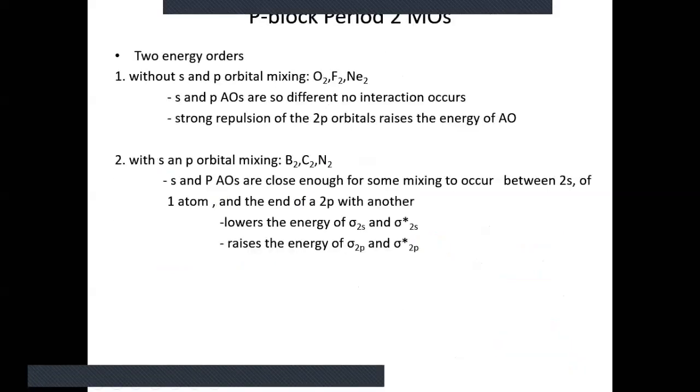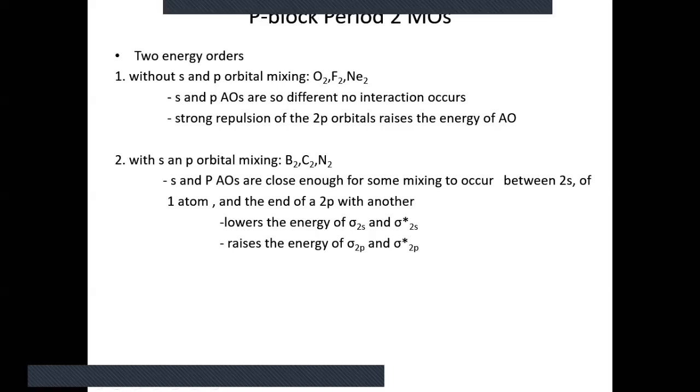So now there are 2 categories in the p block for period 2. Those that do not have s and p orbital mixing, the heavier second row p block elements, such as oxygen, fluorine, and neon molecules. Here the s and p atomic orbitals are so different that no interaction occurs. There's a big energy gap between the sigma 2s and sigma 2p orbitals.